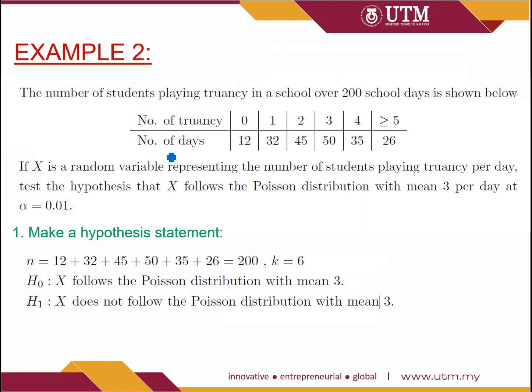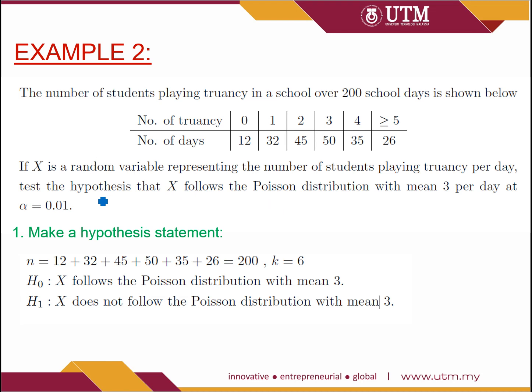Okay, let's look at another example. So another example is, if X is a random variable representing the number of students playing truant per day, test the hypothesis that X follows the Poisson distribution with mean 3 per day at alpha 0.01.